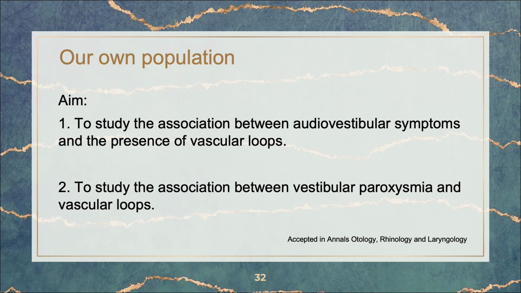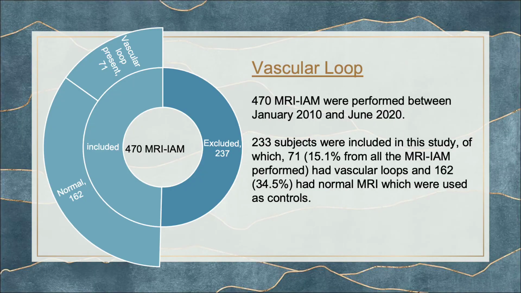So, we proceeded to carry out our own study, looking at all the MRI IAMs performed between 2010 and 2020 with the aim of studying the association between audiovestibular symptoms and the presence of vascular loops. We also wanted to look for any association between vestibular paroxysmia and vascular loops. 470 MRI IAMs were performed between January 2010 and June 2020. 233 subjects were included in this study, of which 71 had vascular loops and 162 had normal MRIs, which were used as controls.